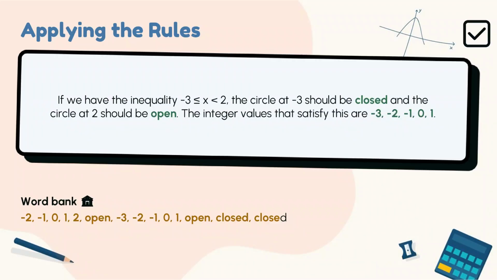The completed answer is, if we have the inequality -3 is less than or equal to x, and x is less than 2, the circle at -3 should be closed, and the circle at 2 should be open. The integer values that satisfy this are -3, -2, -1, 0, and 1. We include -3 because the symbol says less than or equal to. We do not include 2 because the symbol is strictly less than.